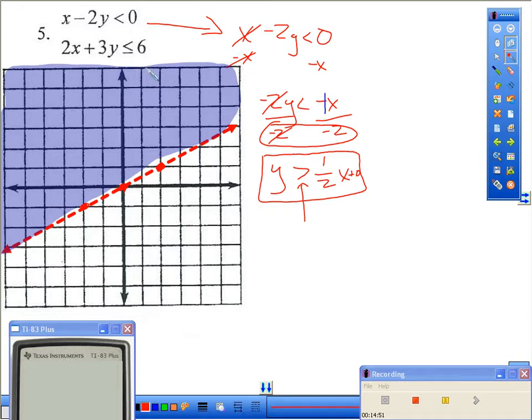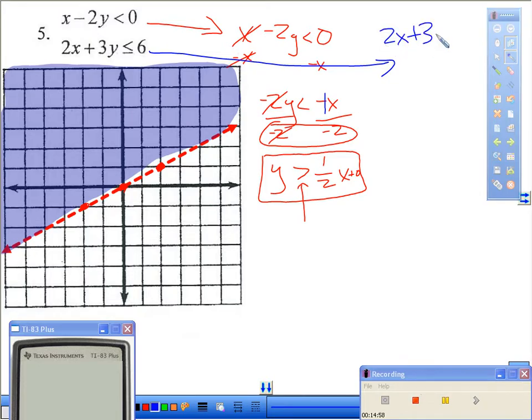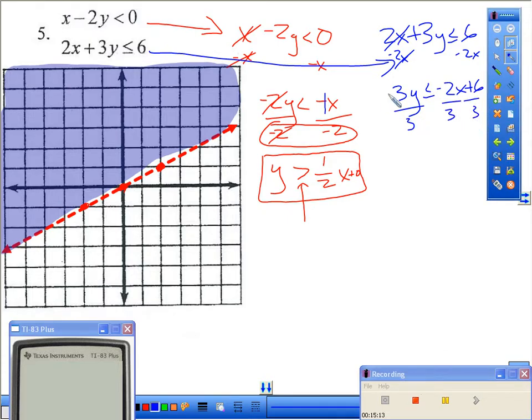Then we're going to take our second inequality in this problem and solve it for y over here. So 2x plus 3y is less than or equal to 6, so we need to subtract the 2x from both sides. And once we've done that, we're going to end up with 3y is less than or equal to negative 2x plus 6, and then divide the left by 3 and both terms on the right by 3. So the 3's divide to give us 1, so we end up with 1y or just y. So y is less than or equal to negative 2/3 x plus 2.